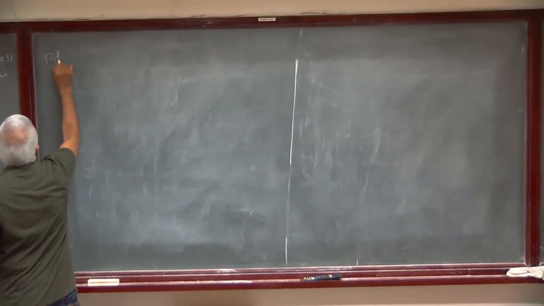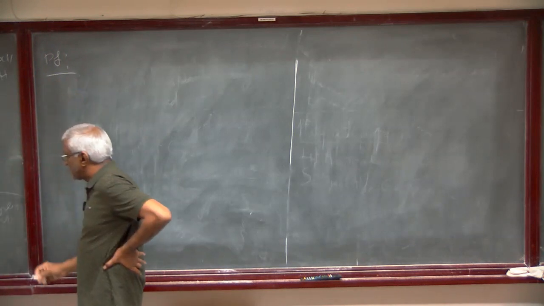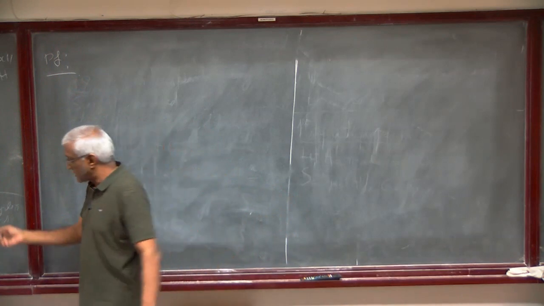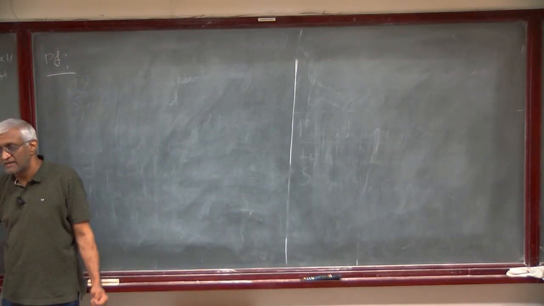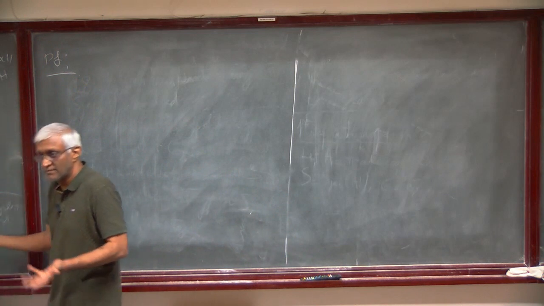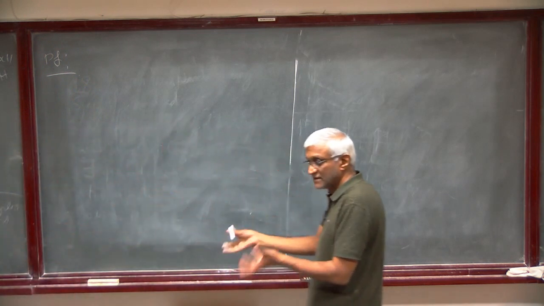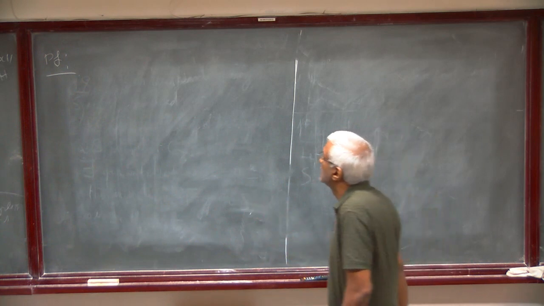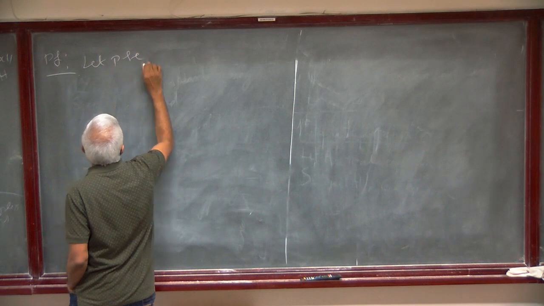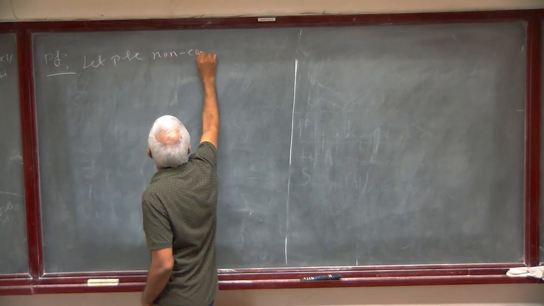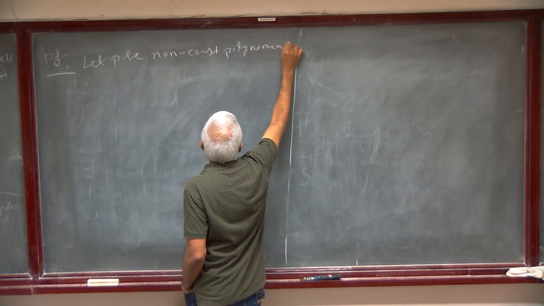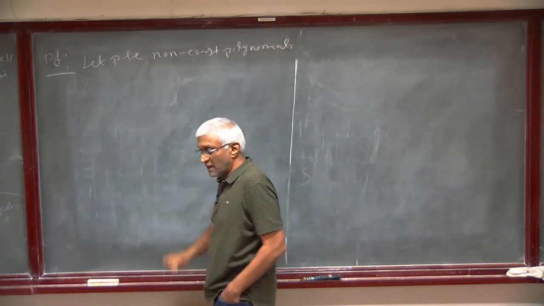Proof. Of course, if the polynomial is constant, there is nothing to prove. If it is a constant, then this is just going to be a singleton, and this will also be a singleton. The range is constant. So let P be a non-constant polynomial, and it's a complex polynomial.